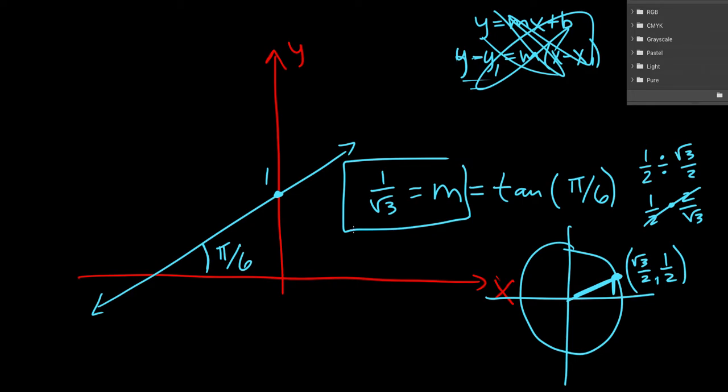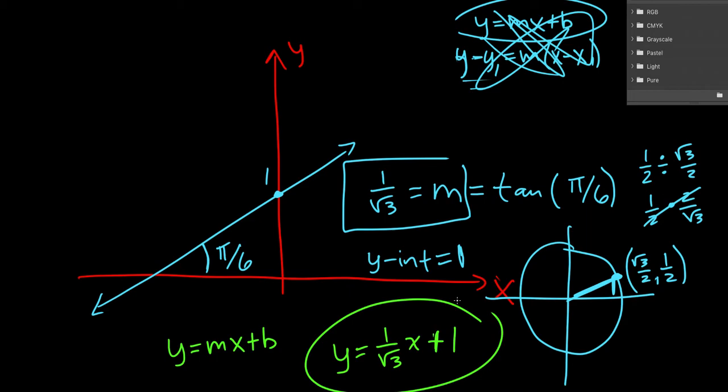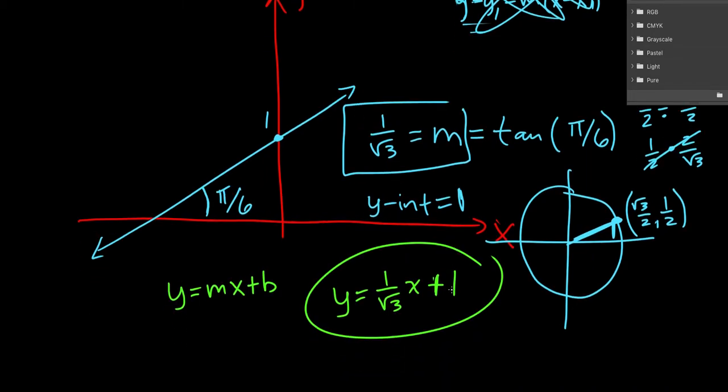And then we know that our y-intercept is 1. And I guess we are using y equals mx plus b, but not in the traditional sense. So we're going to plug that in. We have y equals mx plus b, which means y equals 1 over the square root of 3 x plus 1. Okay? So let's try one more, and then we'll call it good.